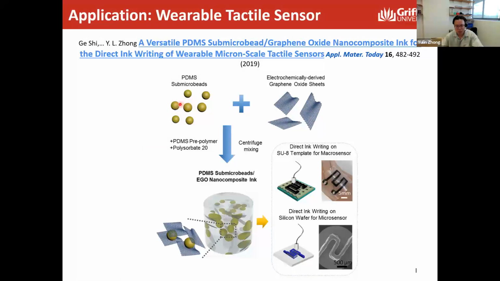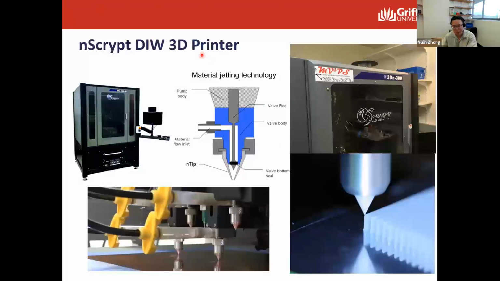So these PDMS beads are, I think, less than 1 micron, so we call them sub-micro elastomeric beads. With these beads and conductive filler and also some polymer and water, we formulate the ink that could be printed using the DIW 3D printer. So this was the very first 3D printer that we used, which is really expensive.